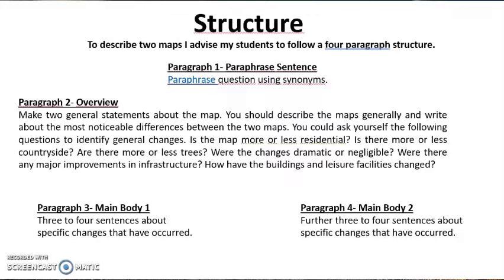Paragraph 3 is main body 1. In this paragraph, you'll have to write 3 to 4 sentences about the specific changes that have occurred. In paragraph number 4, which is main body 2, you have to write a further 3 to 4 sentences about specific changes that have occurred. How to talk about the changes? We're going to discuss it now.